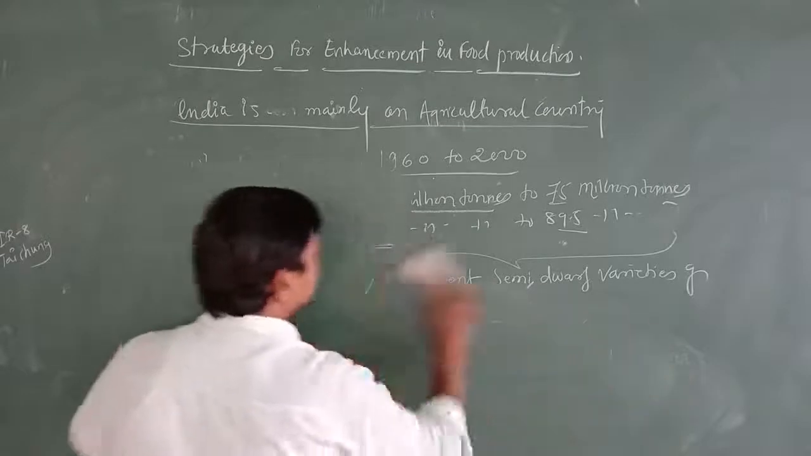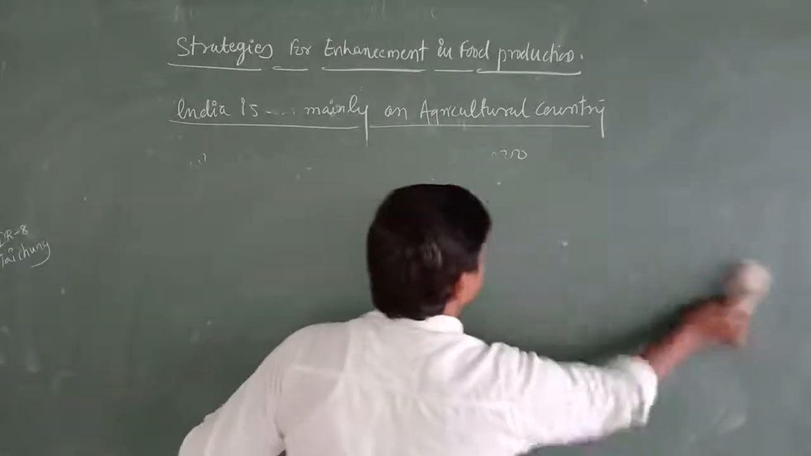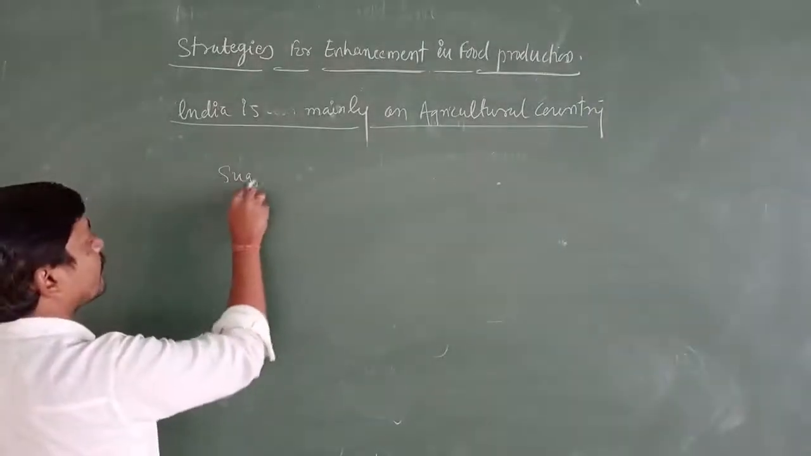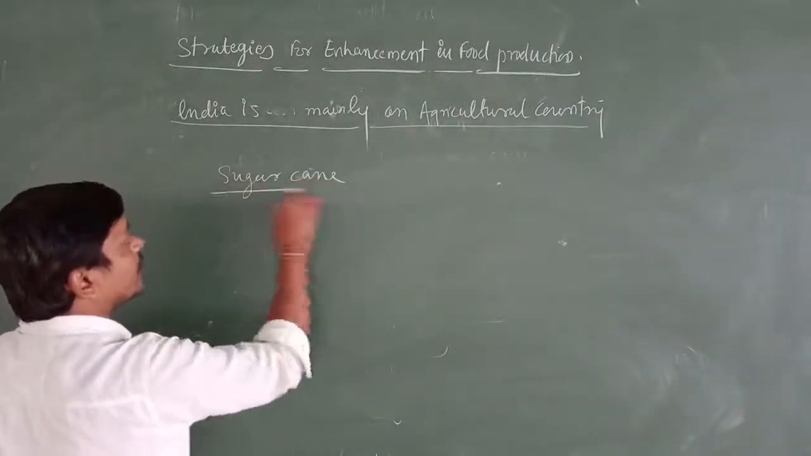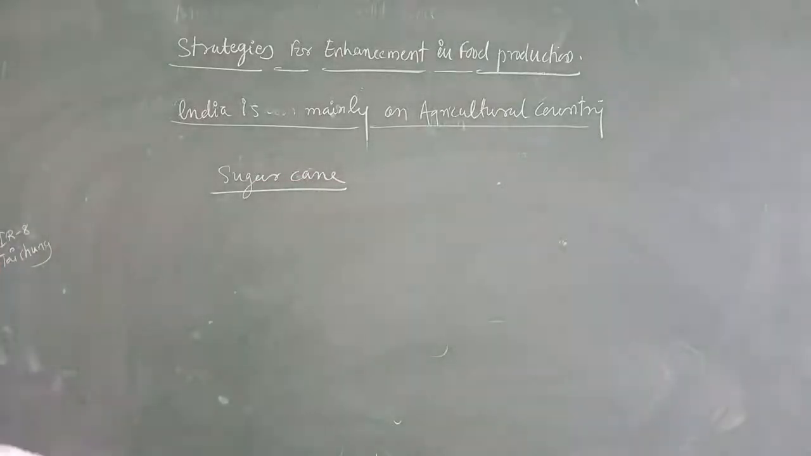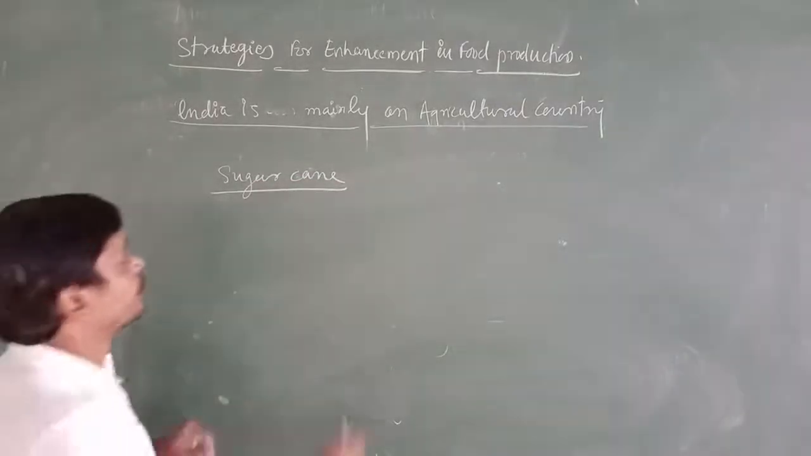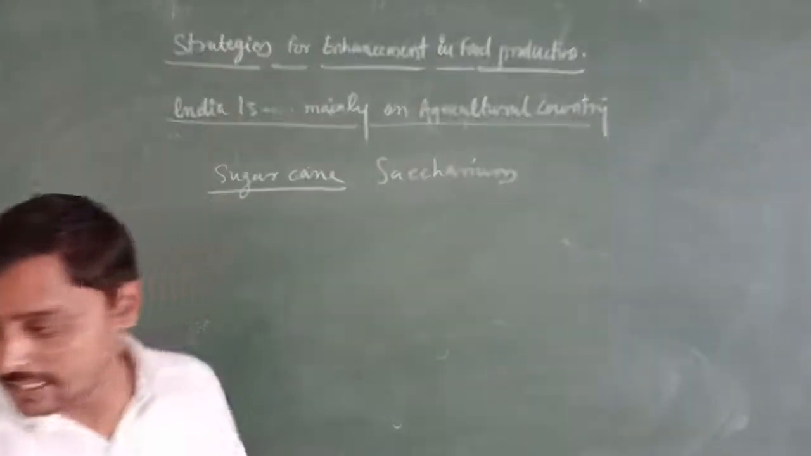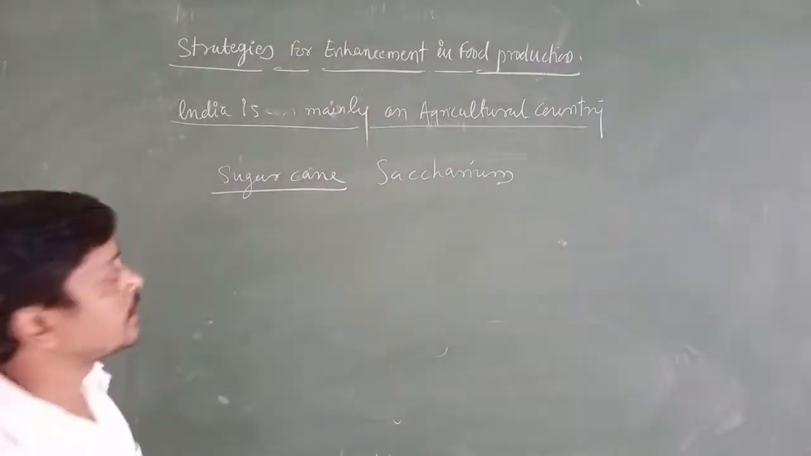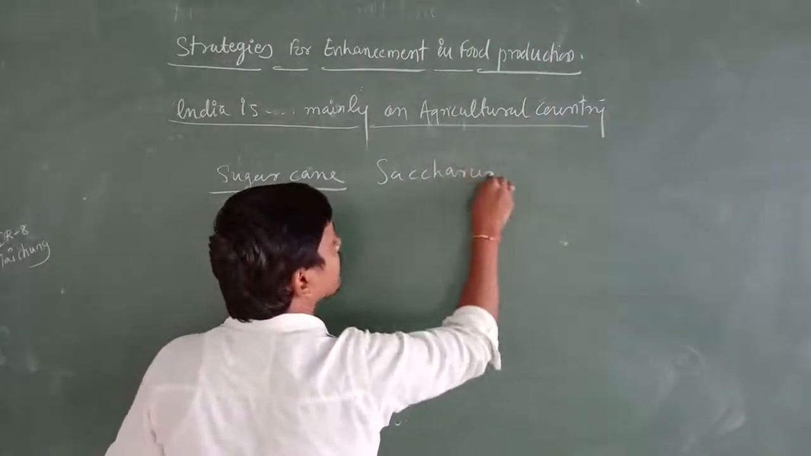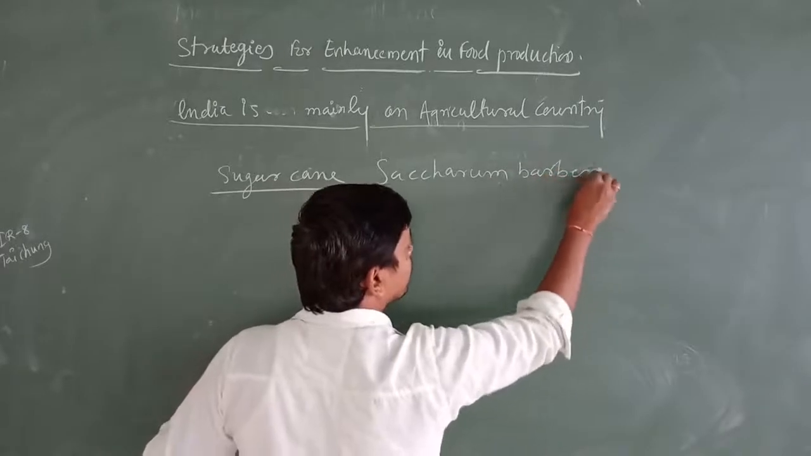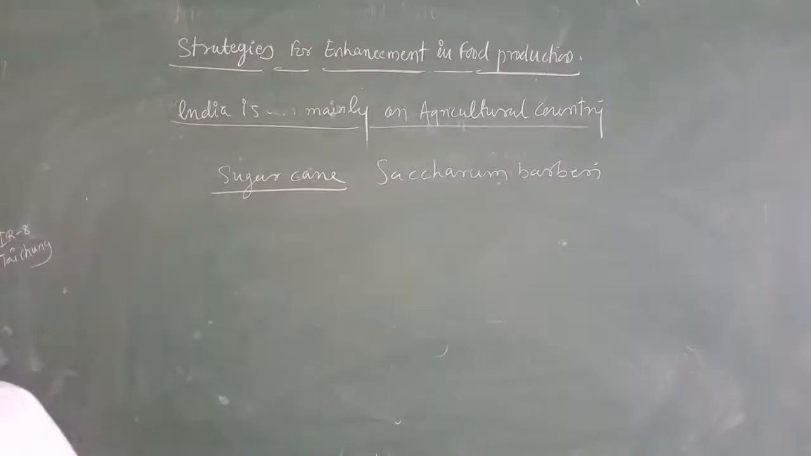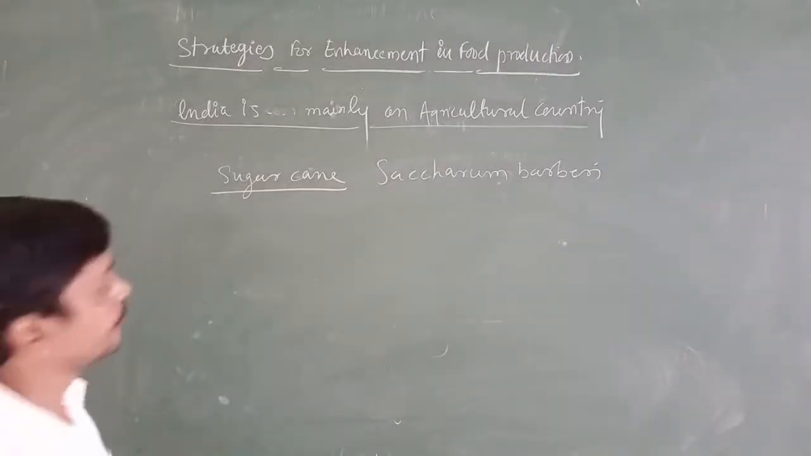After wheat and rice, we are going to discuss sugar cane. Sugar cane, ಅಂದ್ರೆ ಏನು? ಕಬ್ಬು. There are two different species. One is Saccharum barberi, and the next one is Saccharum officinarum.